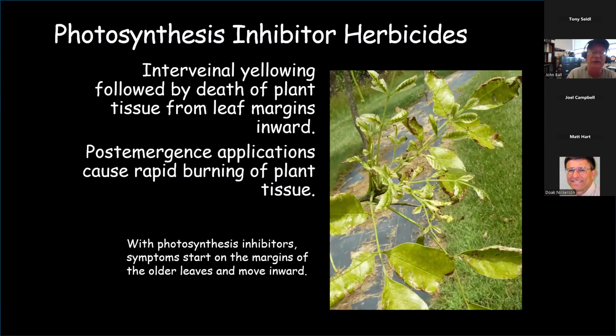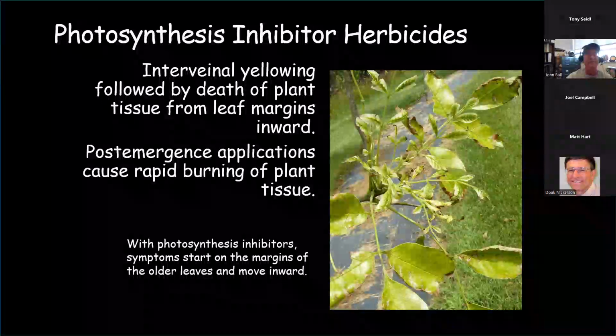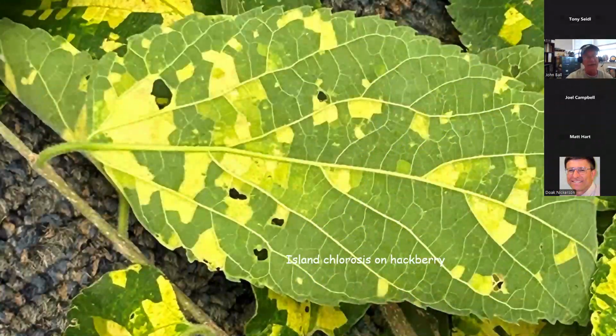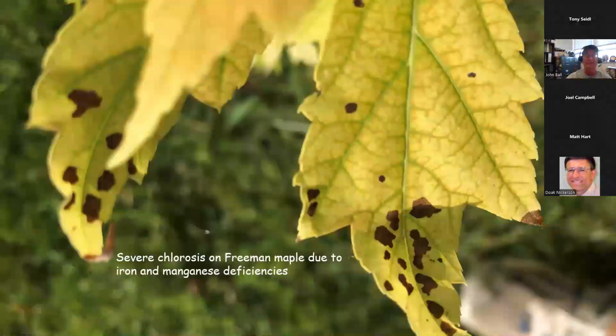The other thing with these is you will get interveinal yellowing caused with the death of it, but here's an important thing that you want to look at. You can get a lot of things that people confuse it with. That's island chlorosis on hackberry. That's a viral disease, not herbicide. You get chlorosis on Freeman maples. That's due to an iron and manganese deficiency. It's not due to a herbicide.